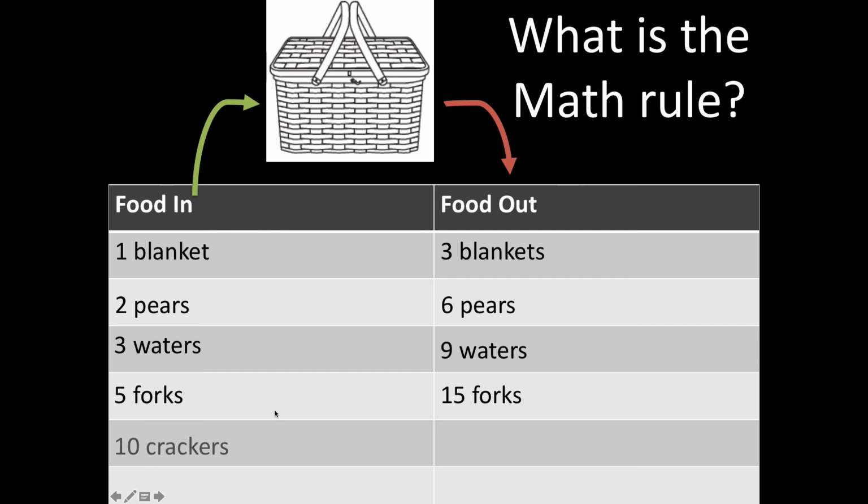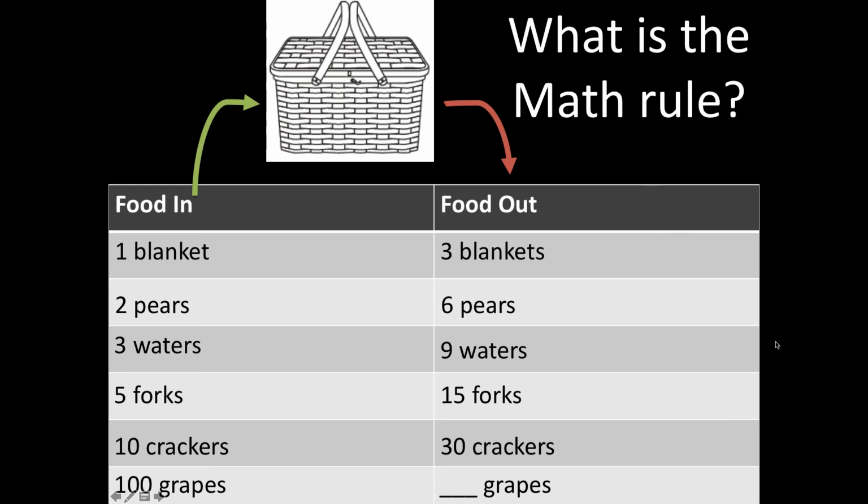Interesting. 10 crackers go in and 30 crackers come out. What might the math rule be? Have you figured it out? What if there were 100 grapes that went in the basket? How many grapes would come out using this math rule?